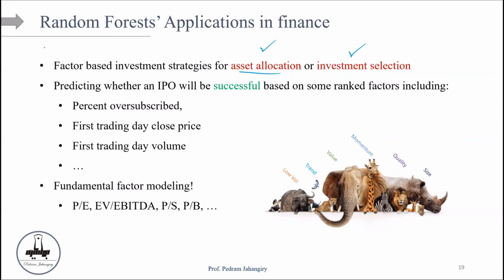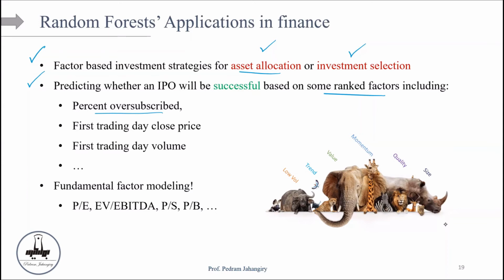Then another example is predicting whether an IPO will be successful or not based on some ranked factors, right? So what are the ranked factors? For example, we want to look at the previous IPOs and basically see what was the percentage of oversubscribed. We will say an initial public offering is oversubscribed when the number of shares that the investors are requesting is more than the shares offered. So if the percent oversubscribed is higher, it means that the IPO is more attractive, right?